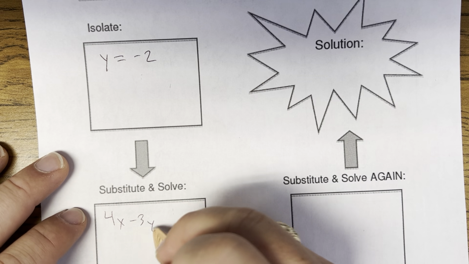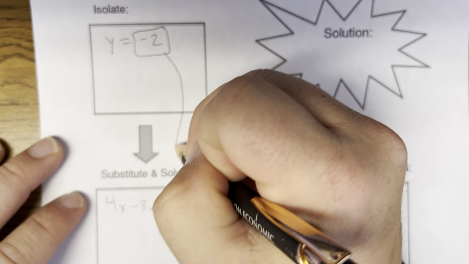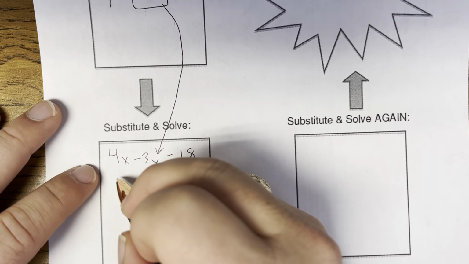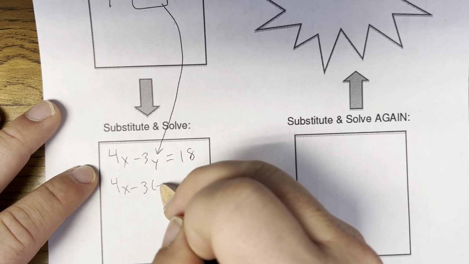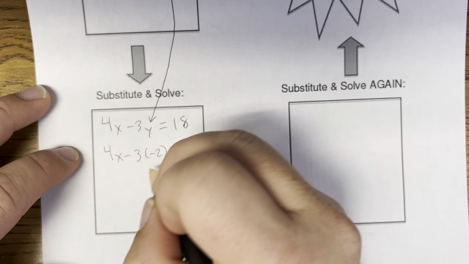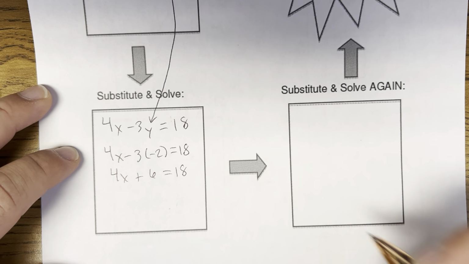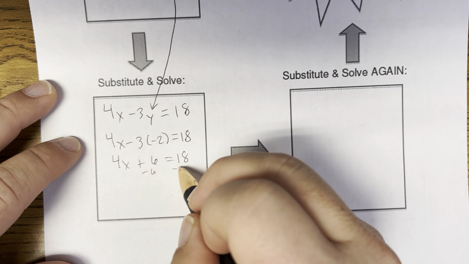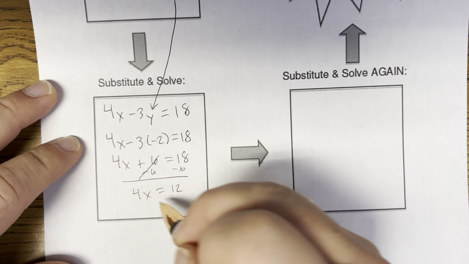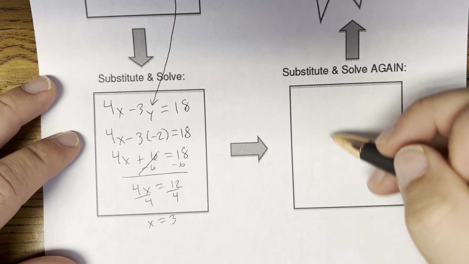4x minus 3y is equal to 18. And we're going to plug in this -2 for my y right here, because that's what my y is. It's equivalent to my y. So 4x minus 3 times -2 is equal to 18. And so 4x, -3 times -2 is positive 6 equals 18. And then we'll subtract 6. So 4x equals 18 minus 6 is 12. And then we'll divide by 4. So x equals 3.